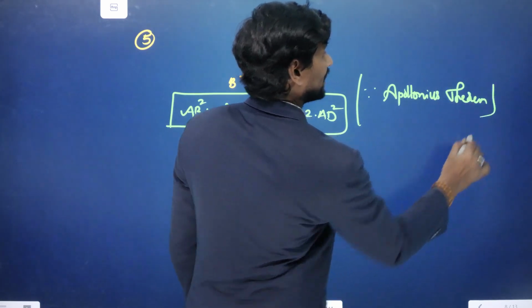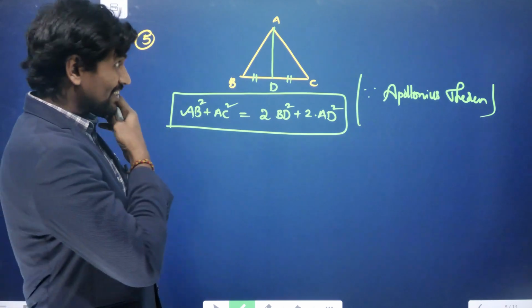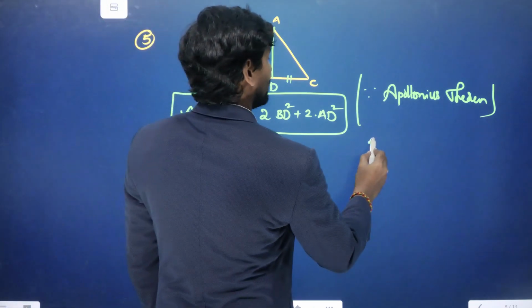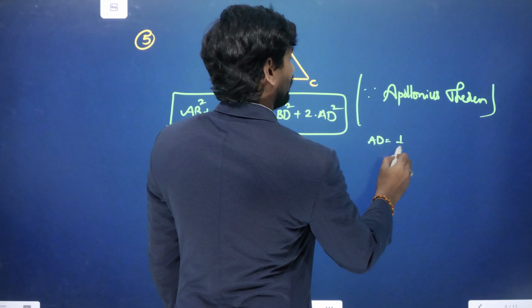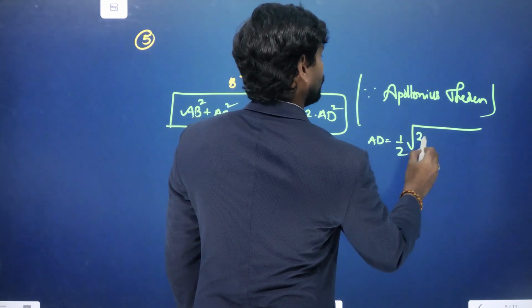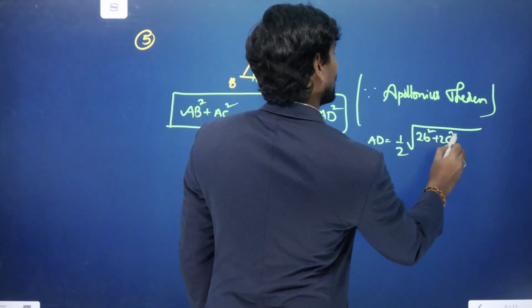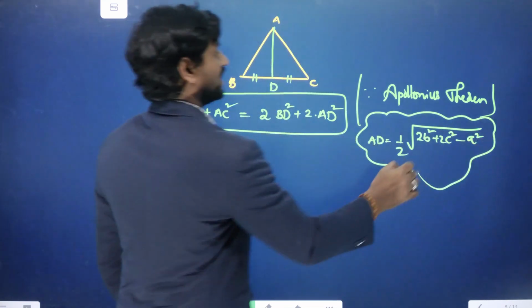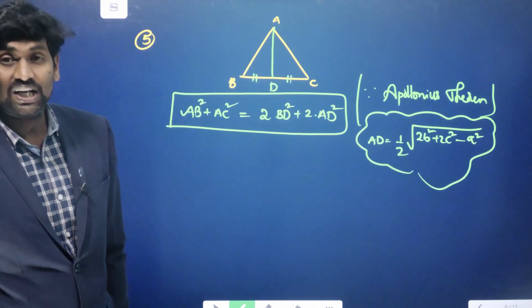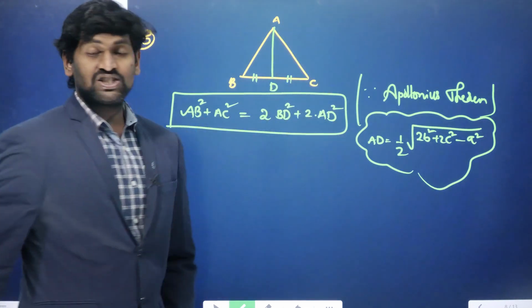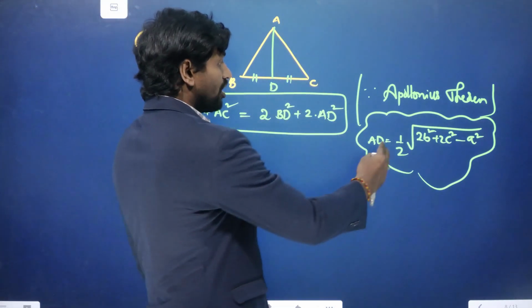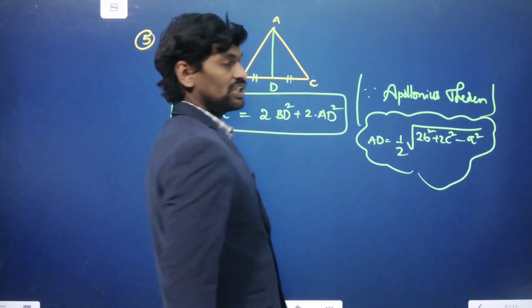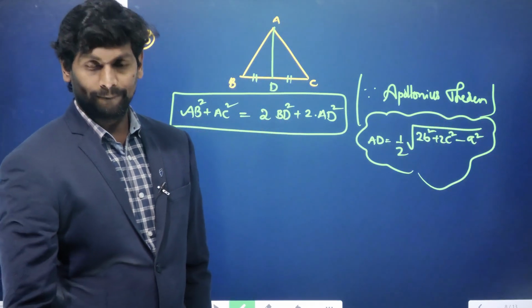And here we discuss the length of the median also. What is the length of median AD? AD is equal to half into the square root of 2B square plus 2C square minus A square. This is the length of the median drawn from the vertex A in this diagram. If it is drawn from the vertex B, it is half into the square root of 2A square plus 2C square minus B square.